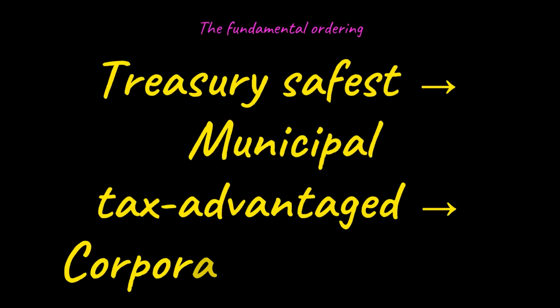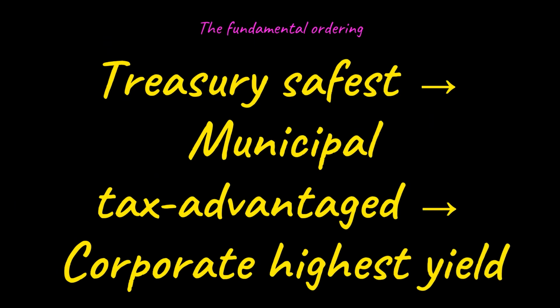When a question asks you to rank bonds by safety or tax treatment, apply this ordering. Treasuries anchor safety. Municipals offer tax efficiency. And corporates deliver higher yields in exchange for higher credit risk.